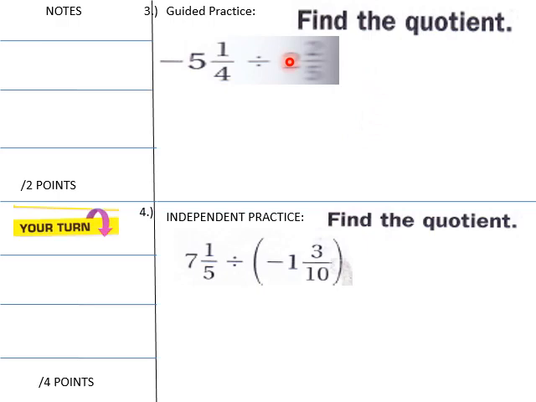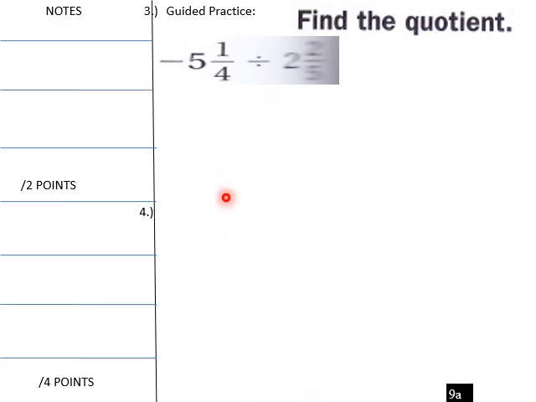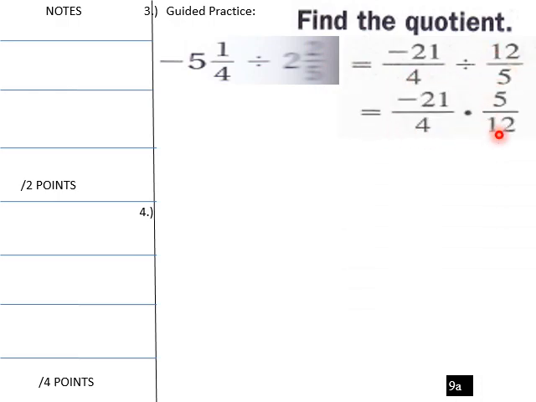Okay, find a quotient. Negative 5 1/4 divided by 2 2/5. Students, this is yours. Pay attention so you can do these mixed number divisions. We're going to change these into improper fractions first. 5 times 4 plus 1 is negative 21 over 4. And then 2 times 5 plus 2 is 12 over 5. What's our next step? Invert and multiply. So we invert this and multiply.